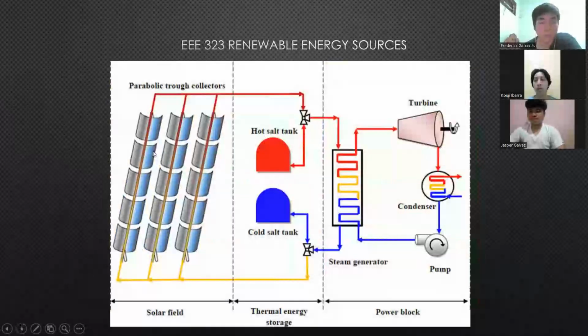Now we move on to another diagram. It's another more basic diagram for parabolic troughs, wherein the cold salt tank here enters the heat center of the parabolic troughs. It's then superheated and transferred into the steam generator, which heats up the water and in turn turns the turbine.